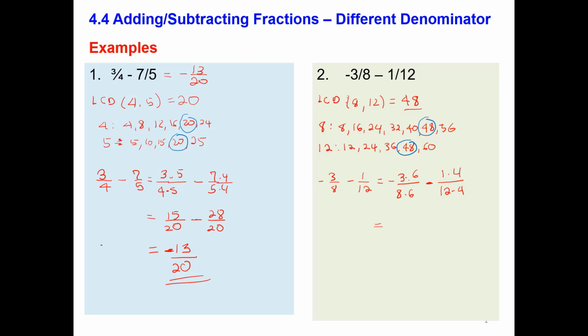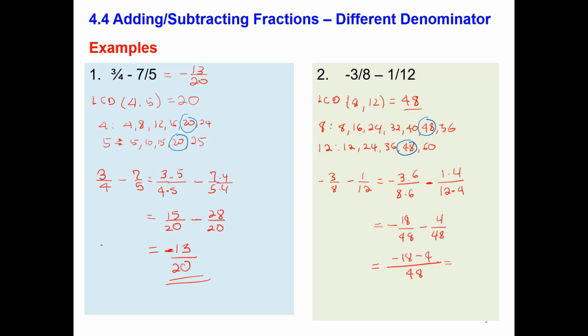Now let's solve this one. 3 times 6 is 18, and this fraction is negative. 8 times 6 is 48. 1 times 4 is 4. 12 times 4 is 48. Now we have the same denominator, so we just need to keep the same denominator. And in this case, because both numbers are negative, what we have to do is add the numbers together and keep the sign.